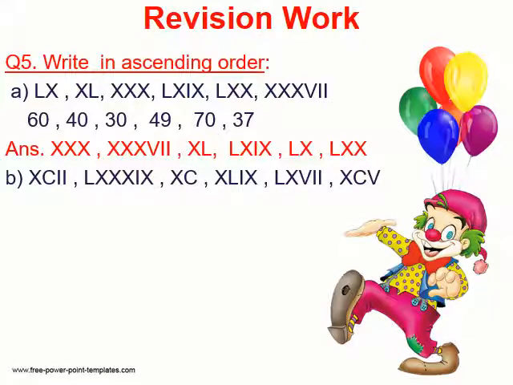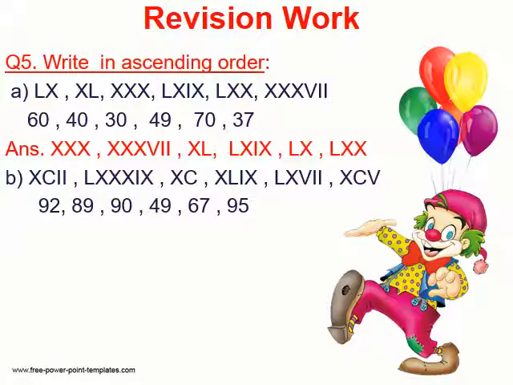Now let's come to the B part of question number 5. Here again we have 6 Roman numerals: XCII, LXXXIX, XC, XLIX, LXVII, XCV. Now children, in the next step, let us write the value of these Roman numerals. The value of XCII is 92, the value of LXXXIX is 89. The value of XC is 90. The value of XLIX is 49. The value of LXVII is 67. And the value of XCV is 95.